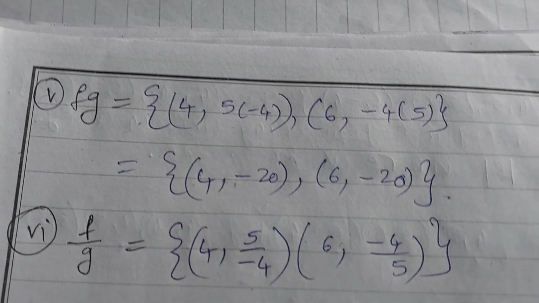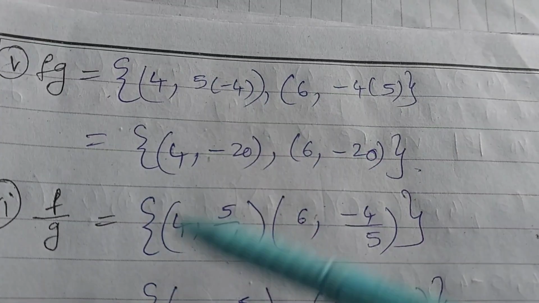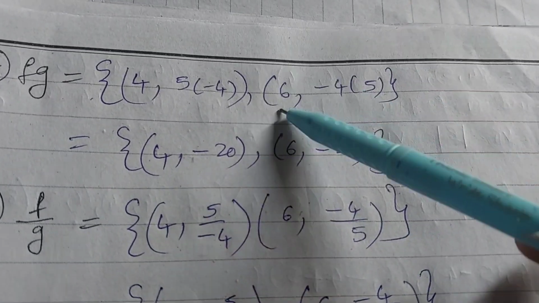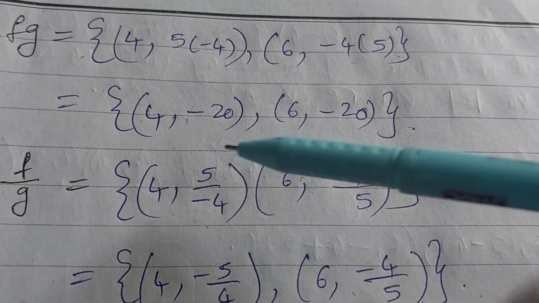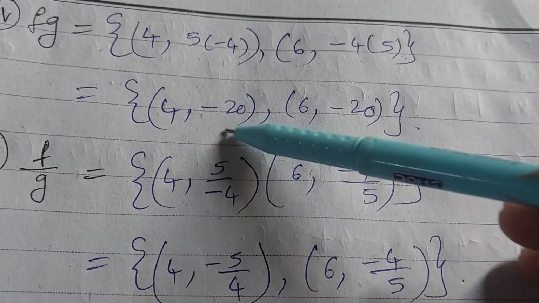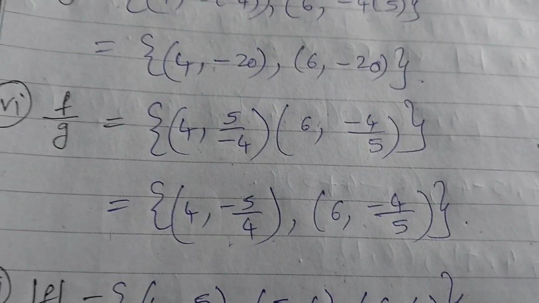Next he asked f by g. So first values by second values. So 4 comma 5 by minus 4, and 6 comma minus 4 by 5. Both are not the same, and we write the minus sign in the numerator only at the last step. So it is minus 5 by 4, and it is minus 4 by 5.